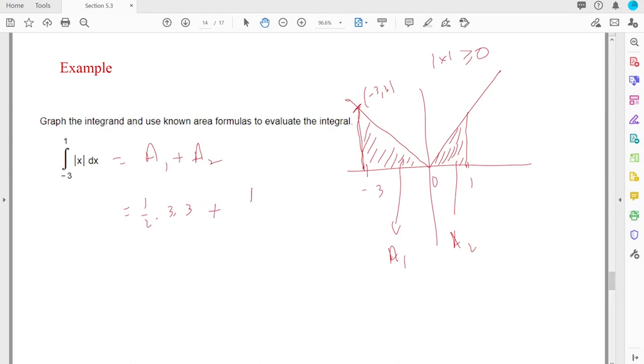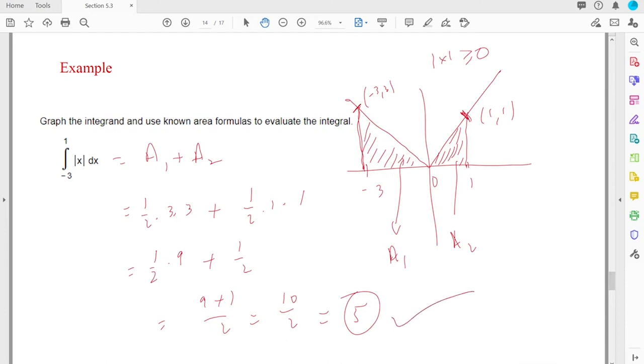For the second one, this is again half times base, which means the length of the base, which is 1, and height at 1 is the maximum one, which is again 1. So this is half times 3 times 3, which is 9, and this is just half, which is eventually 9 plus 1 over 2, which is 10 over 2, which is 5. So the area under the curve of this absolute value of x function from negative 3 to 1 is 5 square unit.